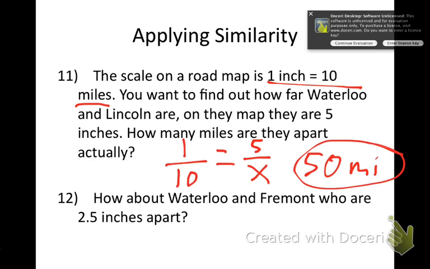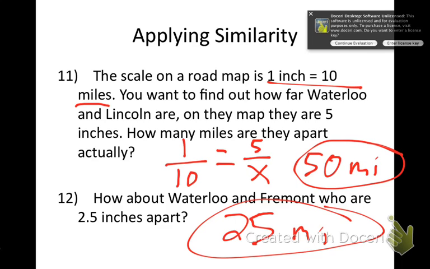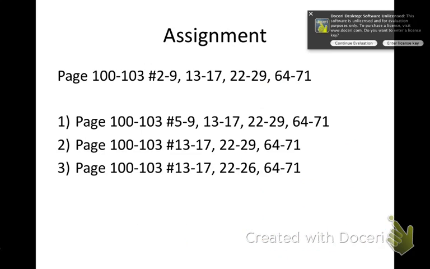Again, could I use proportions? Yes, but on a problem like this where you have something with 1, it's sometimes a lot easier to just see the equivalent fractions. Same thing on number 12. How about Waterloo and Fremont, which are 2.5 inches apart? How far apart are they going to be, Ethan? 25. Nice job. Again, use that same thing: indirect measurement, proportions, scales. But the biggest thing is to be consistent. I don't care which way you set it up, just be consistent in how you set it up. And that's it for today. There's your assignment.